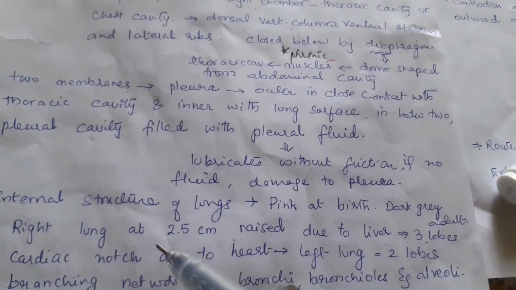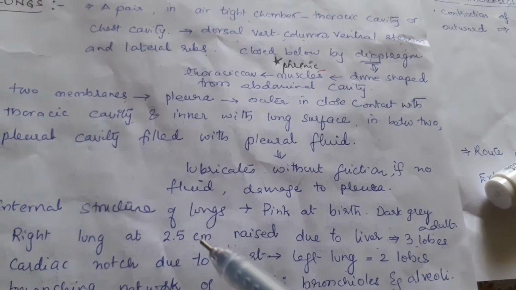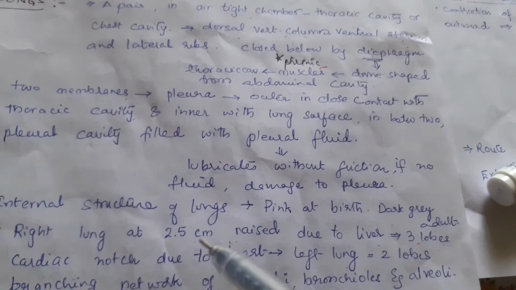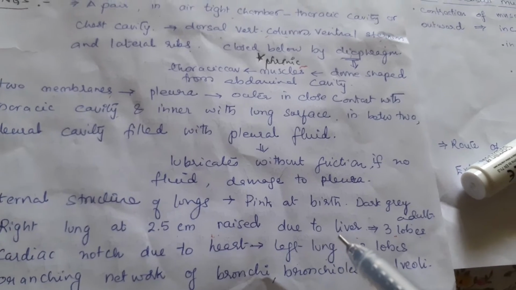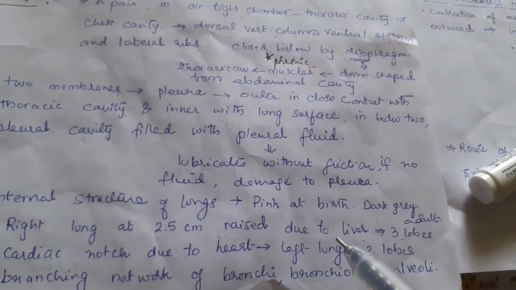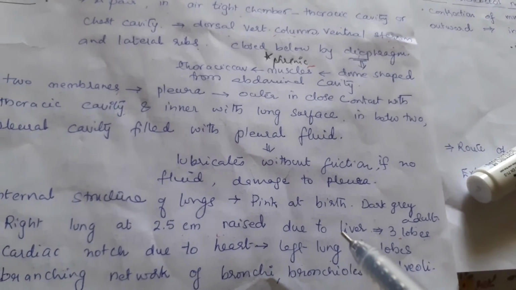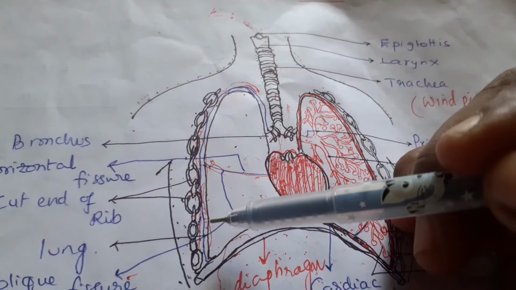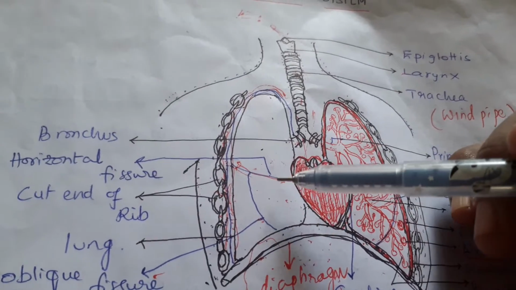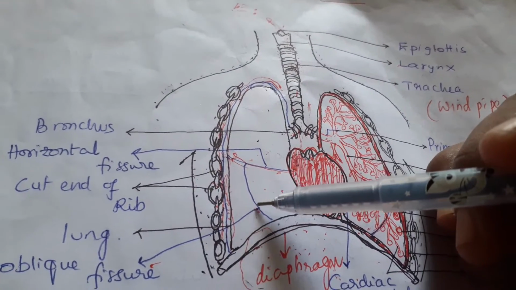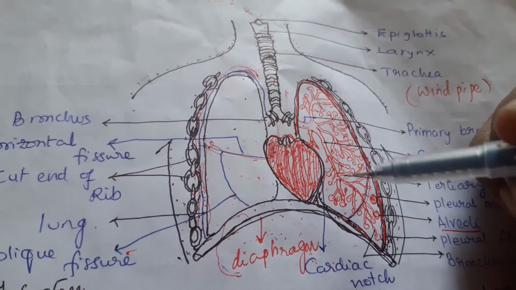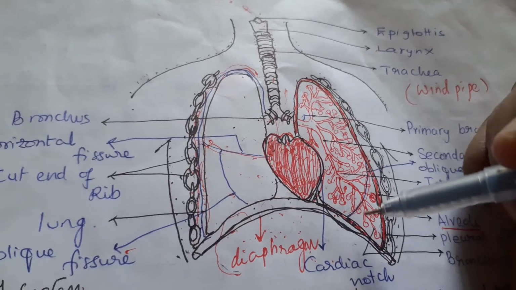The right lung is slightly higher in the chest cavity than the left lung, because it is raised 2.5 centimeters due to the presence of the liver, which is present towards our right side in the abdominal cavity. The right lung is composed of three lobes like this: 1, 2, 3. One is the horizontal fissure and the other is the oblique fissure. In the left lung only the oblique fissure is present. It consists of only two lobes.